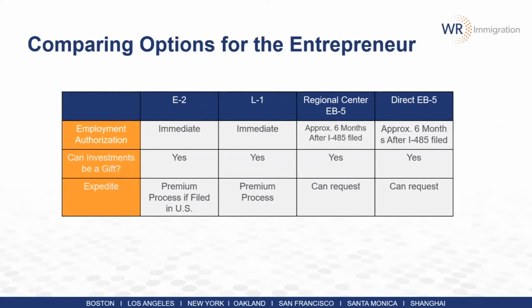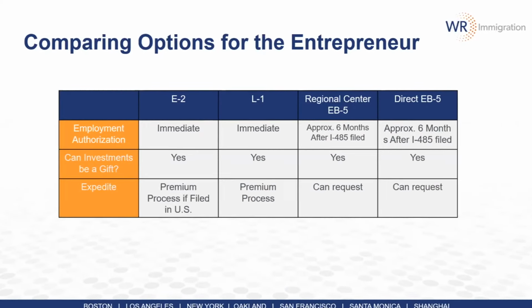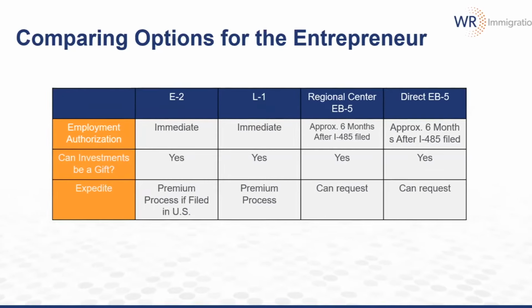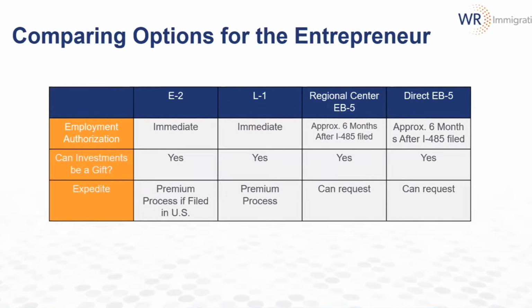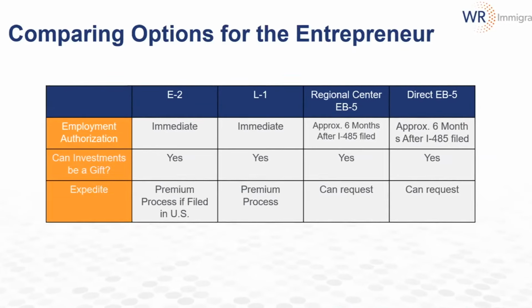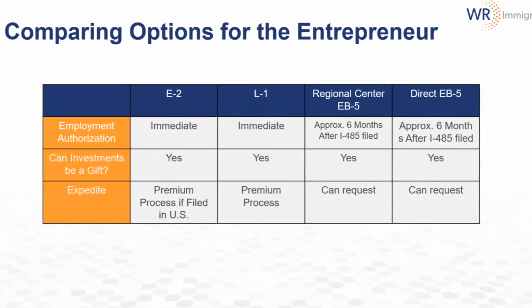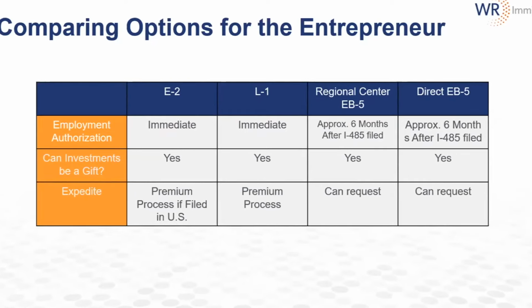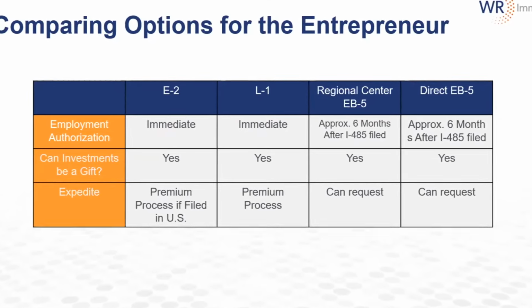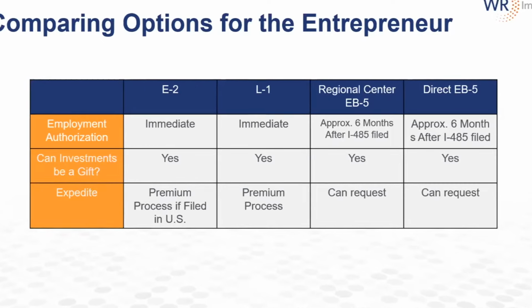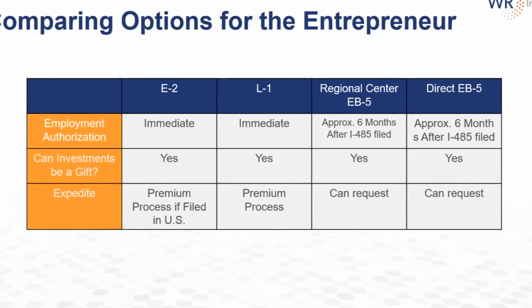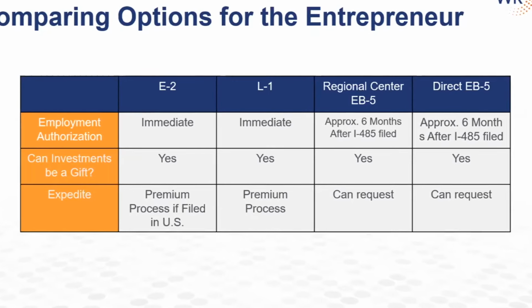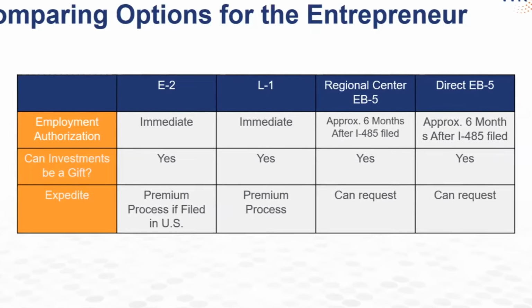So the big news here with the E2, employment authorization is immediate. For the L, immediate. For the spouses, immediate. With the regional center program, and I'm not going to really talk about it because we're waiting for reauthorization, you can anticipate that it will take at least 6 months after you file the adjustment, which is the second stage, assuming you're in the US. So obtaining work authorization through the EB-5 program is actually slow.